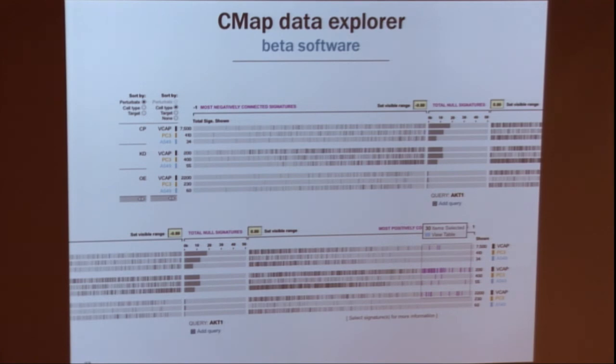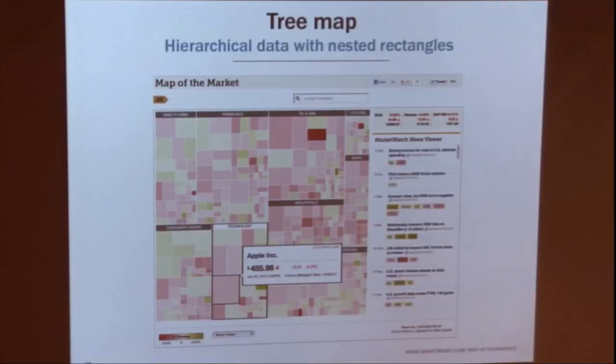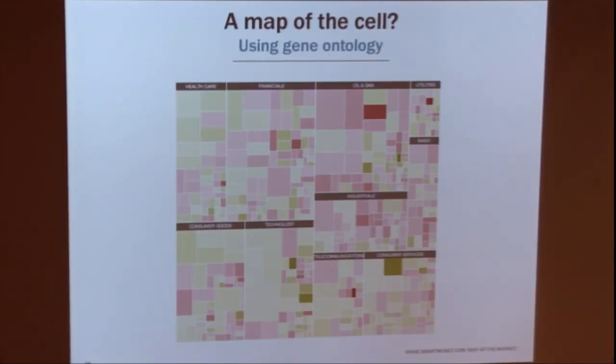Because lists of numbers tend to beget lists of numbers. And so I called Martin Wattenberg and Fernando Viégas, who are just across the street at Google. Together they've generated some very iconic representations. And this is Map of the Market, which Martin made popular when he was at SmartMoney. It's a way of showing hierarchical information where each branch of the tree is given a rectangle, and then it's tiled with smaller rectangles representing sub-branches of that tree. But instead of the map of the market, we were wondering if we could create a map of the cell using gene ontologies.